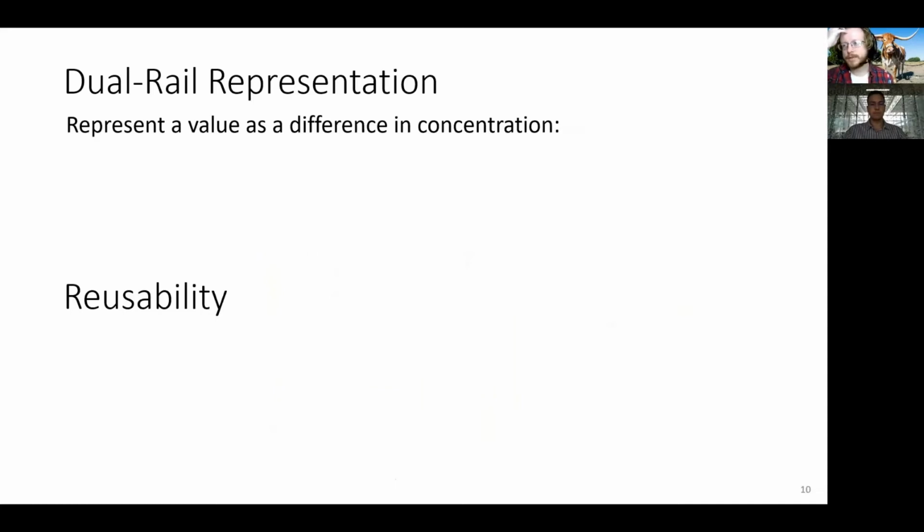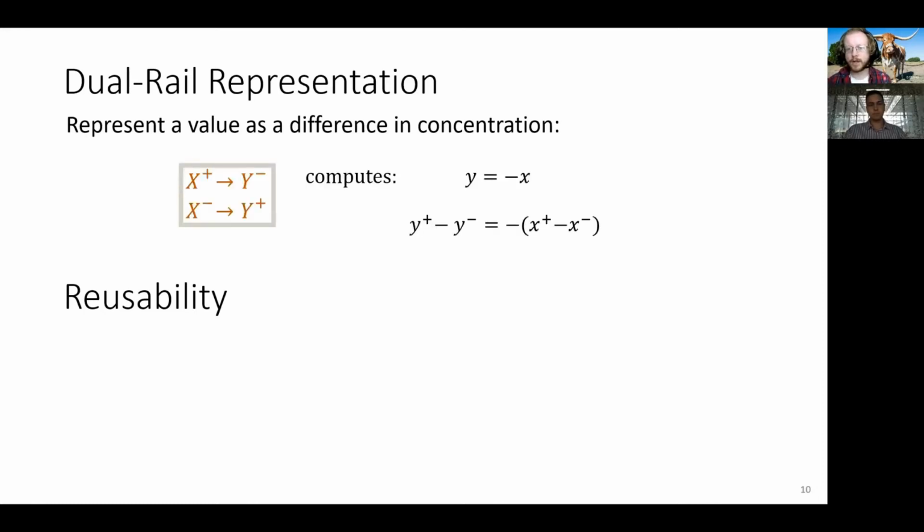Next I want to talk about reusability of the networks. I'll explain that, but first I need to explain what the dual rail representation is. In the dual rail representation, we represent a value as a difference in the concentration of two species. Here we have two logical values, X and Y, and we want to compute the function Y equals minus X, and we do so just by flipping the sign here. X is represented as the difference in concentrations between the X plus and the X minus molecule. Similarly, Y is the difference in concentrations between the Y plus and Y minus molecules.